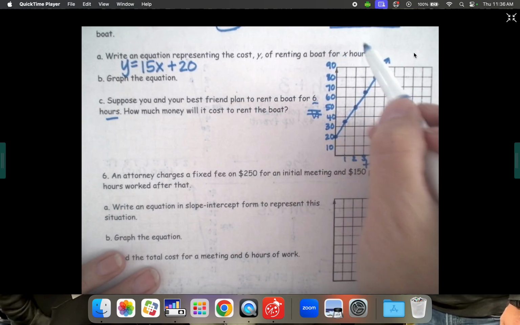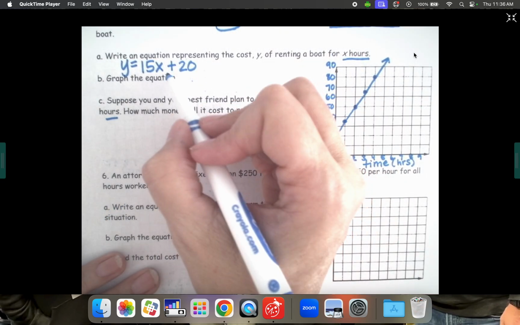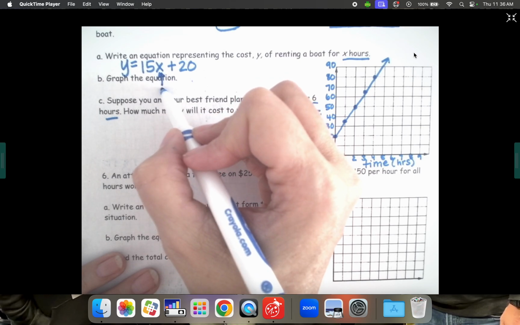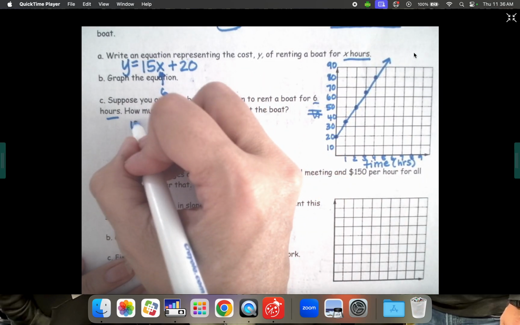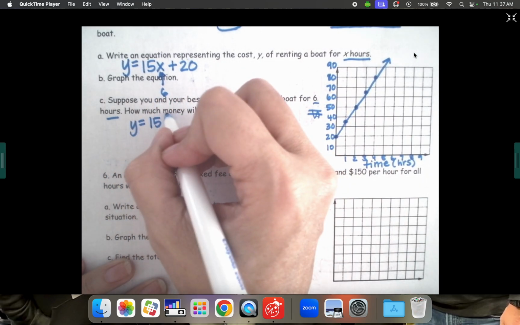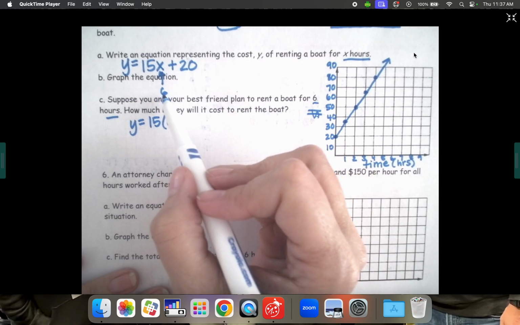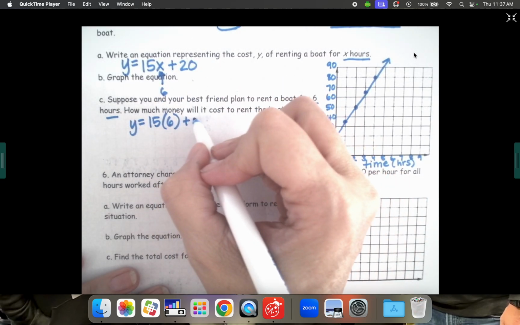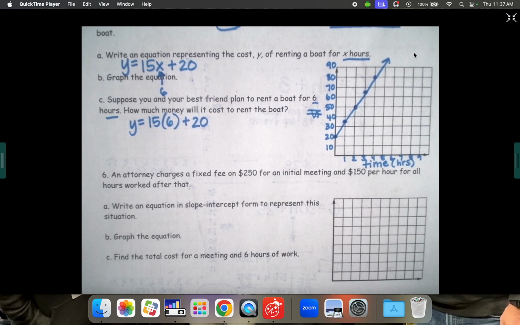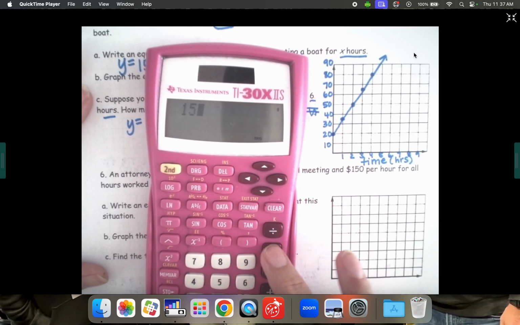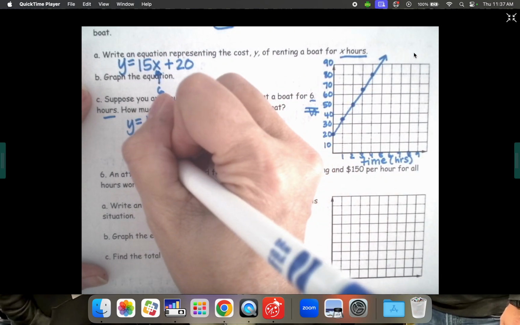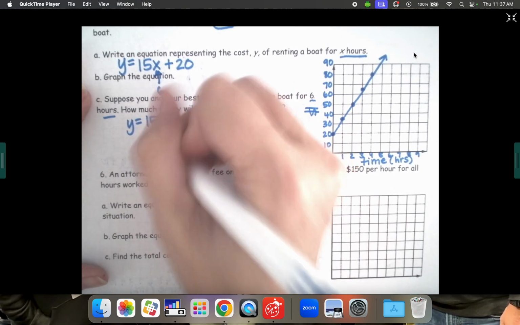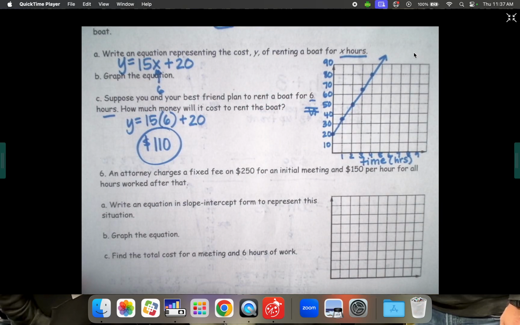If we know that X is the hours, then we're just going to plug in 6 for X because that's our hours. So Y equals 15 times 6, because we're wondering specifically about 6 hours, plus the 20 it takes up front to rent it. So in your calculator, 15 times 6 hours plus the $20 up front, 110. So that would be a $110 fee.